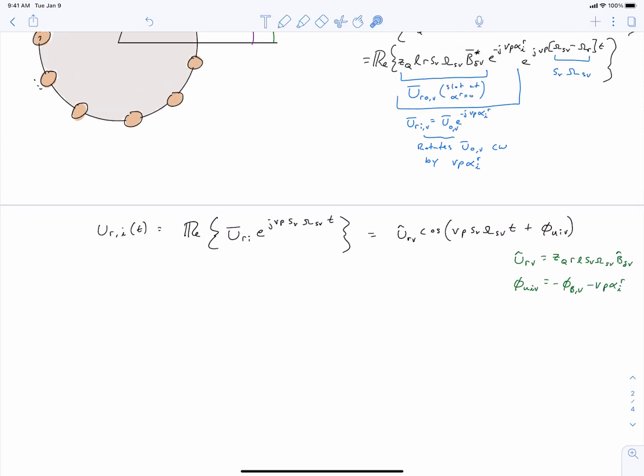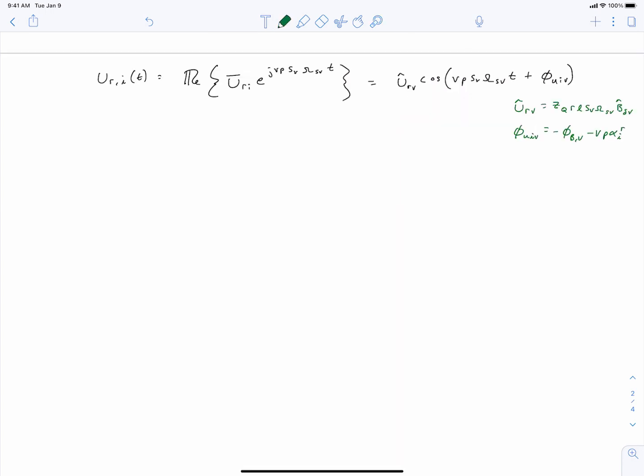And we end up getting this cosine expression here, where our voltage in slot number i has some magnitude, which we've written out over here, times the cosine of this expression here, which has got a frequency component and a phase angle. And the phase angle is the negative of the location of our field in the air gap minus the electric angle of the slot.